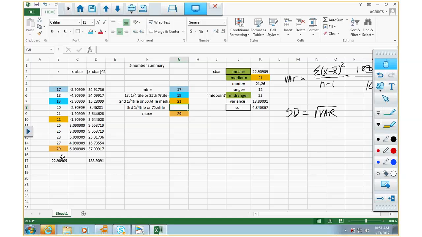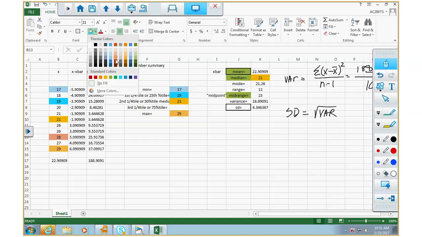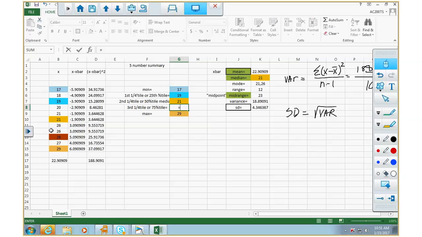And the same thing down here. 1, 2, 3, 4, 5. Ding. There it is. And we'll color that one some kind of rouge. Something. And that is your 5-number summary.